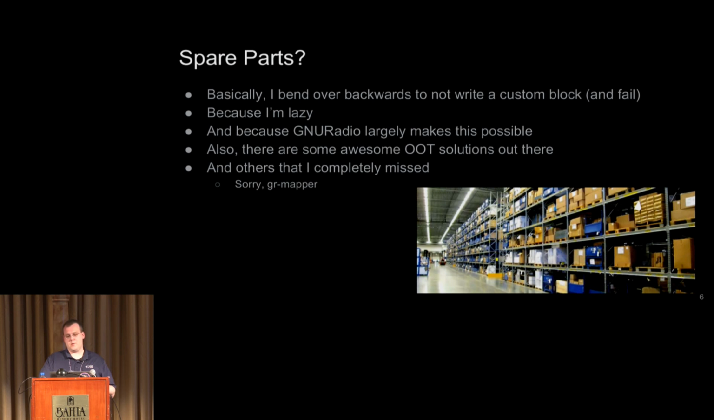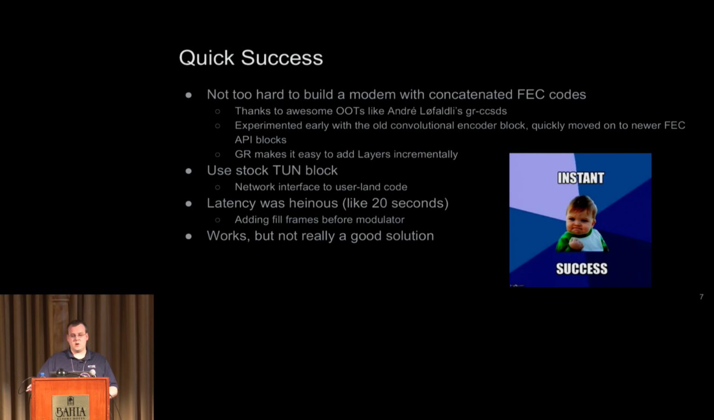And there are out-of-tree modules that I completely missed that might have helped me, like gr-mapper. I only found out about it recently. Talk about some quick success. With GNU Radio, it was very easy to implement subsets of this whole modem. For example, I had no experience with convolutional codes. So I originally started using the CCSDS block and quickly proved that worked to some extent, and then quickly moved on to building modems that were using the FEC API, which is awesome.